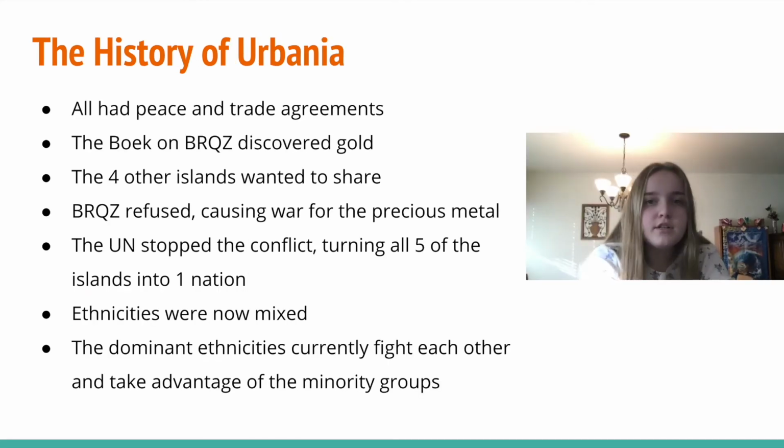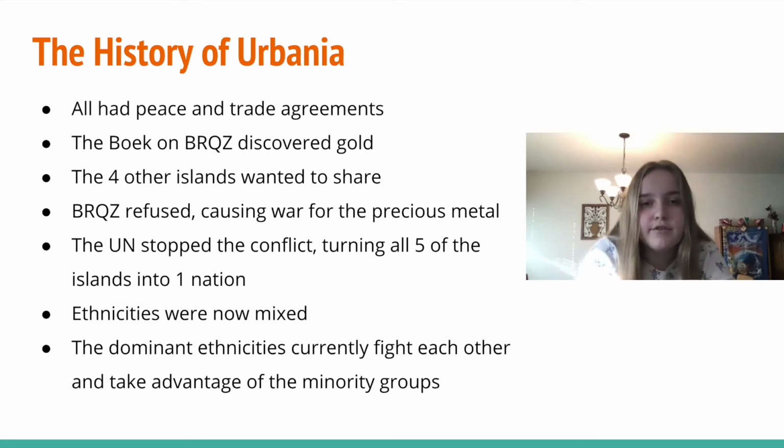Okay, so moving on to the history of Urbania. The history of Urbania is really complex, and since there are a lot of ethnic backgrounds, I'll start with their origins. In the beginning, the 5 islands that make up what is now Urbania were all their own nations that were separated by each ethnicity. And since they're all located near each other, they had agreements with each other regarding peace and trade. Since each island had different resources, combining them all was beneficial for all of the islands.